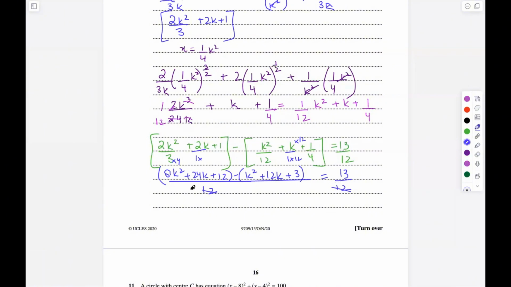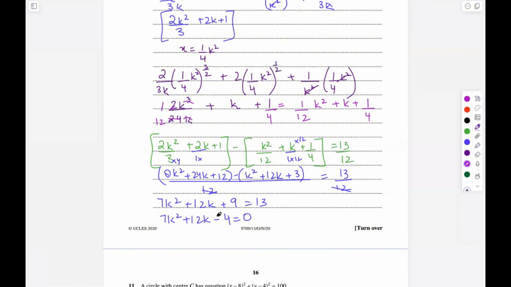Now 8k squared minus k squared will become 7k squared. So 24k minus 12k over here, as this will become minus plus minus, so this will become a minus 12k. So 24 minus 12 will become a plus 12k. And this is 12 and this is, so this will be 12 minus 3, which is equal to 9. So we'll have plus 9 equal to 13. Simplifying this, we'll get 7k squared plus 12k, 9 minus 13 is a minus 4, equal to 0.